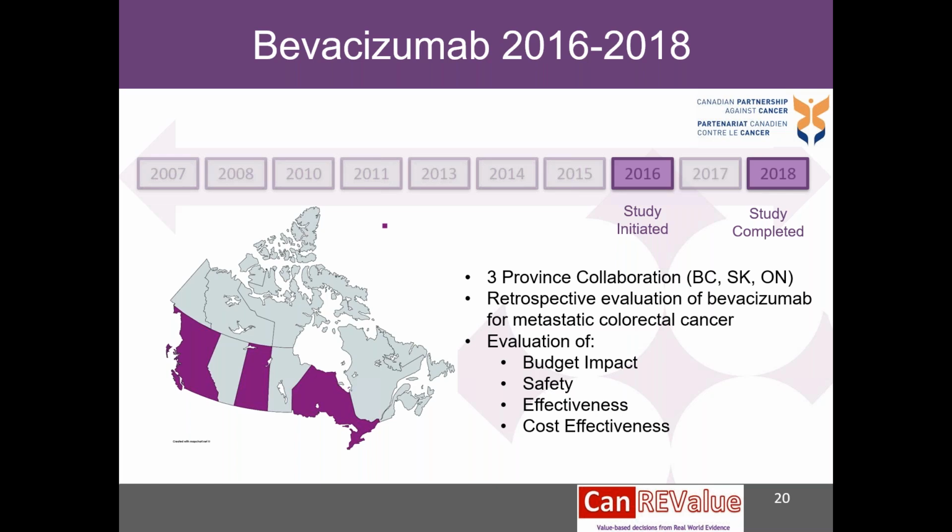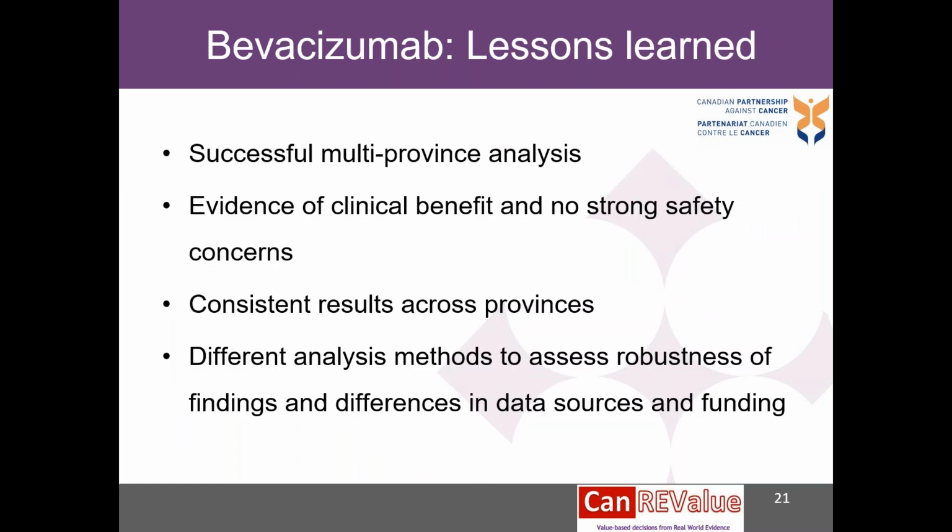So it was done in Ontario, BC, and Saskatchewan. And we were looking at the budget impact overall. We're looking at safety from a patient's perspective. We're looking at effectiveness in terms of survival and also cost effectiveness. So the result of this study will likely become more publicly available. It will likely be presented at CABIS in April, so we'll have more information at that point. So far, the analysis went well, and so it's kind of a proof of concept that multi-province analysis is possible.